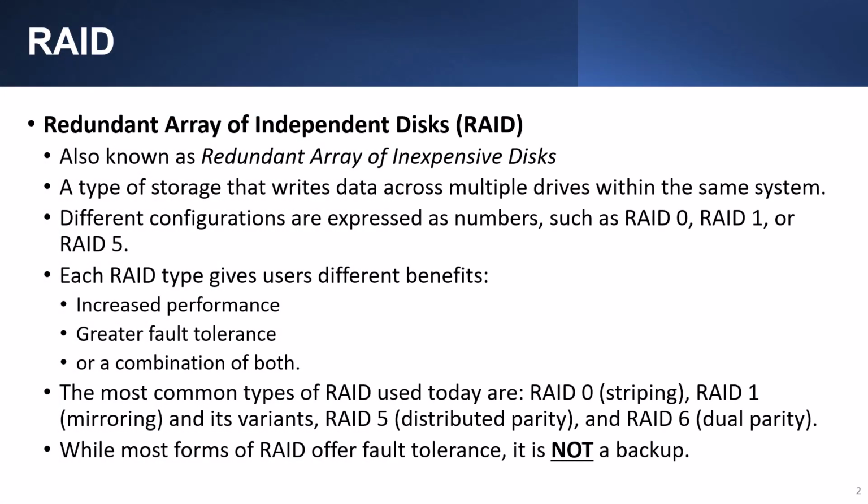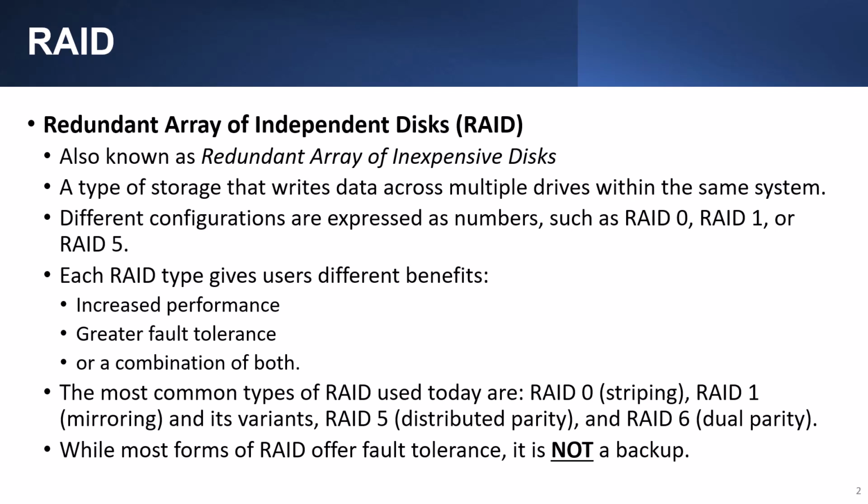Redundant array of independent disks, or RAID, also known as redundant array of inexpensive disks, is a type of storage that writes data across multiple drives within the same system. Different configurations are expressed as numbers such as RAID 0, RAID 1, or RAID 5. Each RAID type gives users different benefits, including increased performance, greater fault tolerance, or a combination of both.